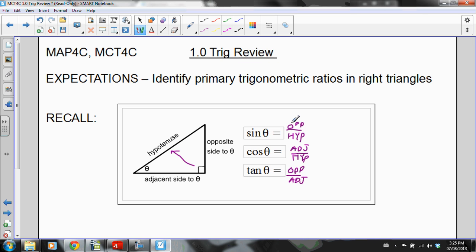And of course, we remember these ratios with the little memory aid SOHCAHTOA. Sine is opposite over hypotenuse, cosine is adjacent over hypotenuse, tangent is opposite over adjacent. That helps us remember which trig ratio gives us which relationship of sides.